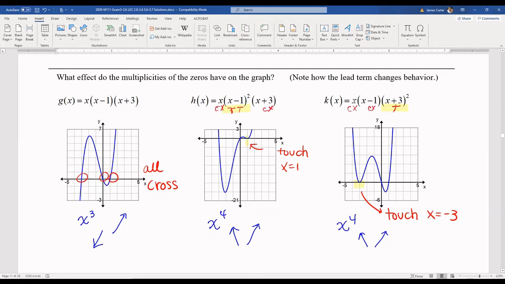Okay, over here, I've got a crossing 0 at 0. I've got a crossing at +1. No, I've got a touch and go at -3 because I have a total of 2, 3, 4th degree. Then I have to have the up and up or the W shape.